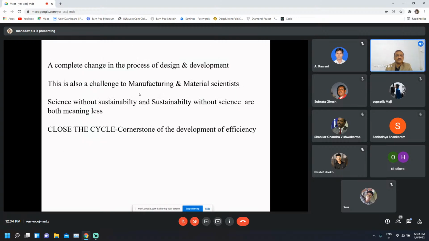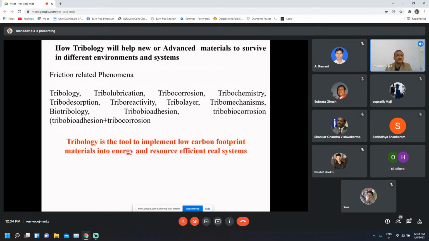So these are some of the important new offshoots or developments in tribology: tribo lubrication, tribo corrosion, tribo chemistry, tribo desorption, tribo reactivity, tribo layer, tribo mechanism, biotribology, tribo bioadhesion, tribo biocorrosion, all these things. So tribology is very much related to environment.